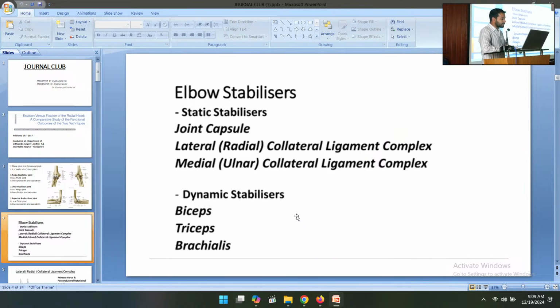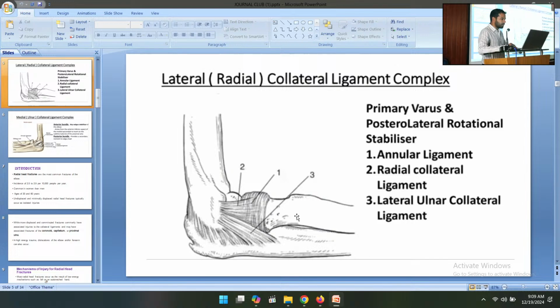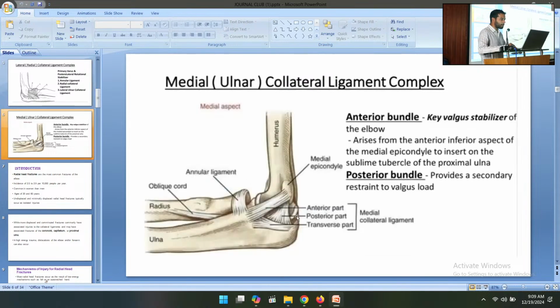Elbow stabilizers are static stabilizers: joint capsule, lateral collateral ligament complex, and medial collateral ligament complex. Dynamic stabilizers are biceps, triceps, and brachialis. Lateral collateral ligament complex, primary varus and posterolateral rotational stabilizers. First is annular ligament, second radial collateral ligament, and lateral ulnar collateral ligament.